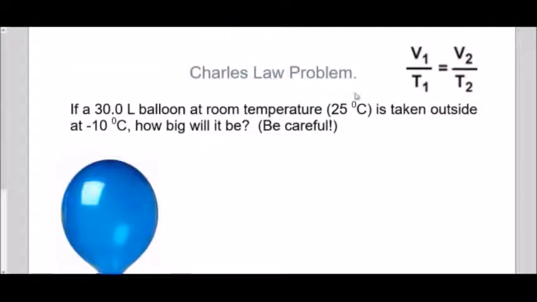Here's our first Charles' law problem. And here's our equation up here in the upper right, and we just need to plug the numbers in and solve for the fourth of the four variables. It says if a 30 liter balloon, well, that 30 liters would be our beginning volume, so that would be on the top up here. On the other side, the second volume is what we're looking for, V2.